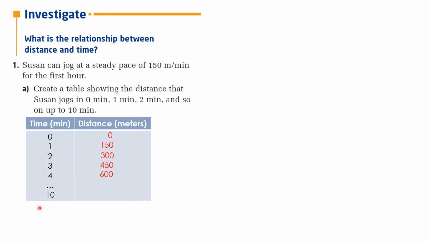So this is important. Can you skip to 10, or do you need to keep adding 150, 150, 150, 150? Or can you figure out how far she's jogged in 10 minutes without just adding 150, adding 150, adding 150? Do you see the pattern? So it should be 1500.